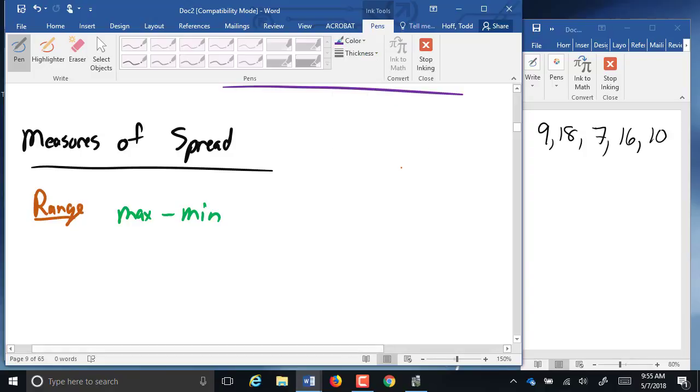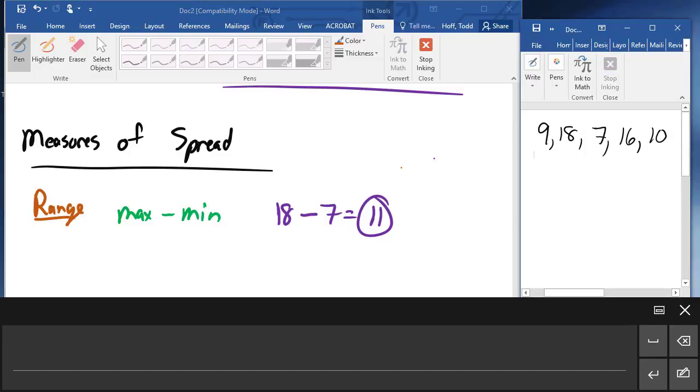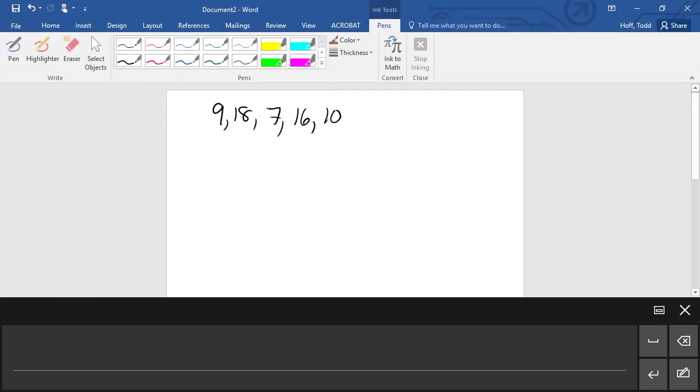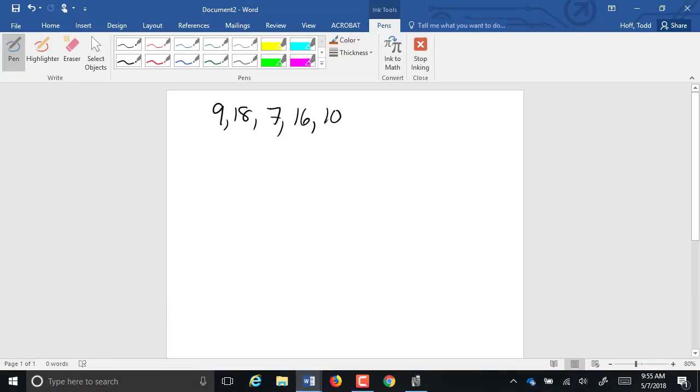So what's the largest number in that set? Looks like the 18, right? What's the smallest number? 7. So 18 minus 7 is 11. The problem is I could come up with several other sets of numbers that also could have a range of 11. For example, I might do something like this. Let's do 7, 18, 11, 14, 13, and 11.